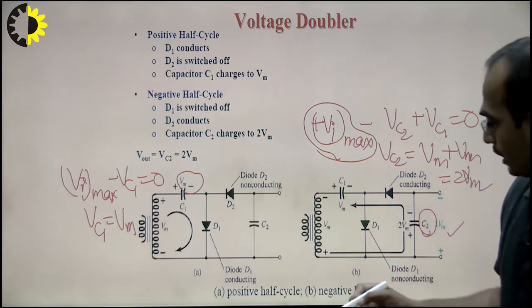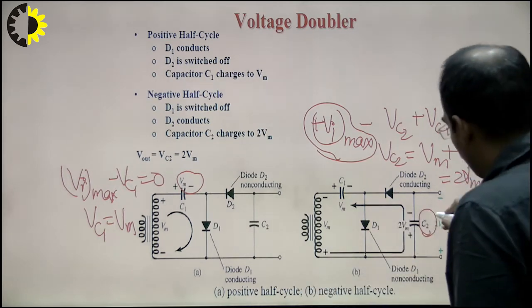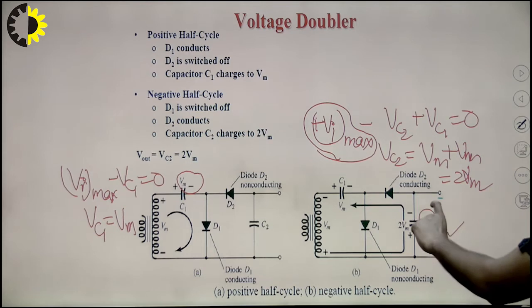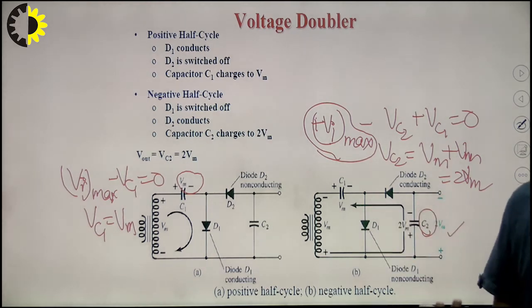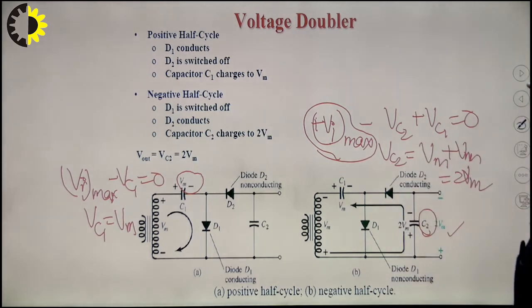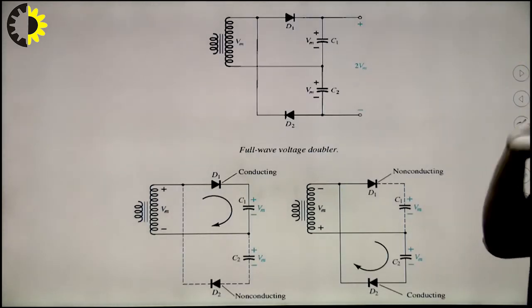So here I am taking the output across this capacitor. We can connect a load resistance across this, so you can take the output across that load resistance. Now come to the next circuit, that is the full wave voltage doubler.